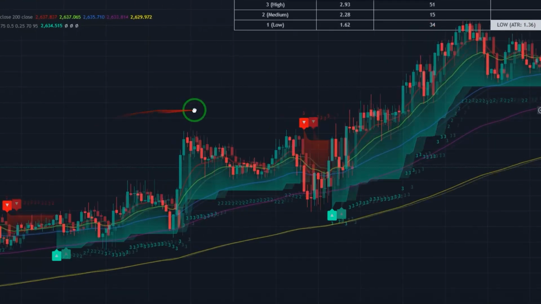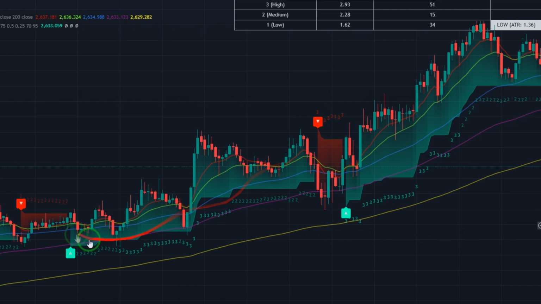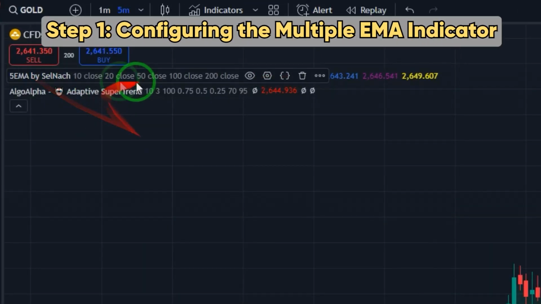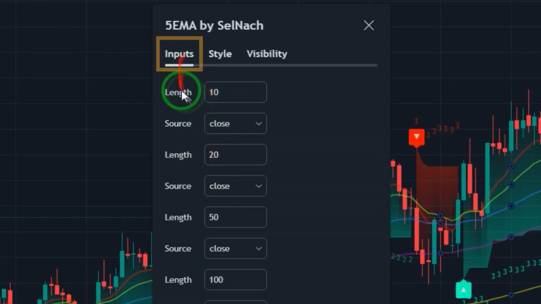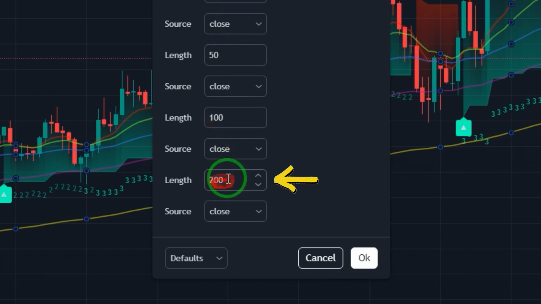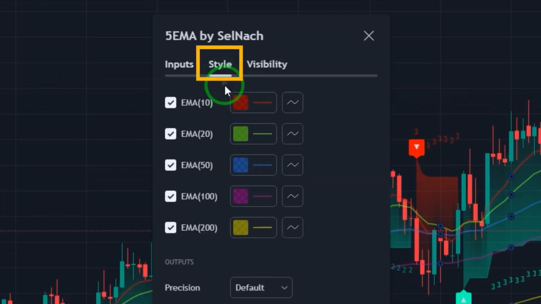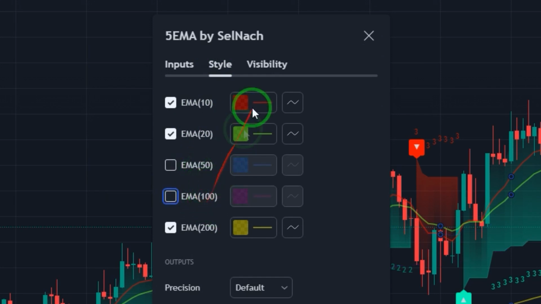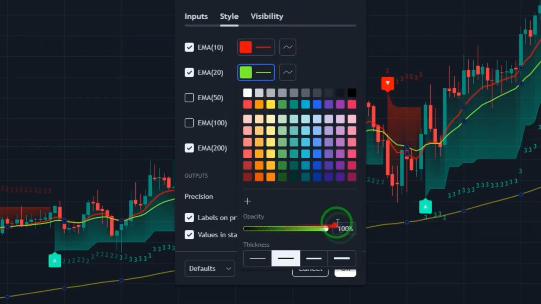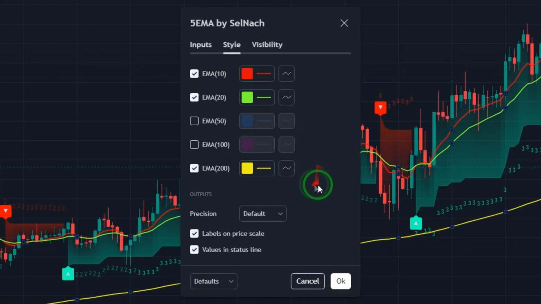At this point, your chart will start to transform, but don't rush. Optimized settings are the key here. Click on the settings for the Multiple EMA Indicator. Go to the Input tab and enter the following values for the EMAs: 10, 20, 50, 100, 200. Next, go to the Style tab and uncheck the boxes for 50 EMA and 100 EMA. This makes your chart cleaner and easier to read.